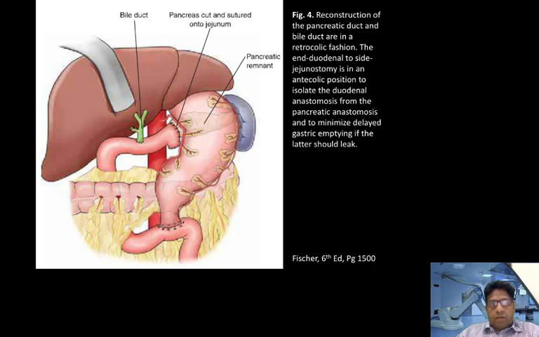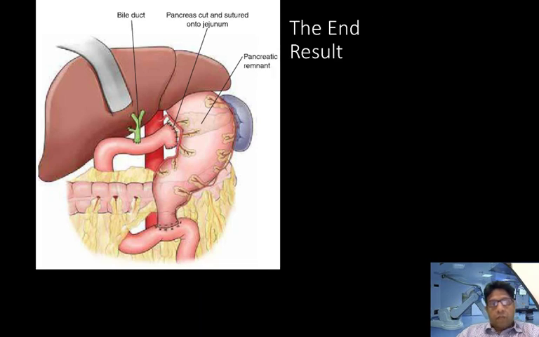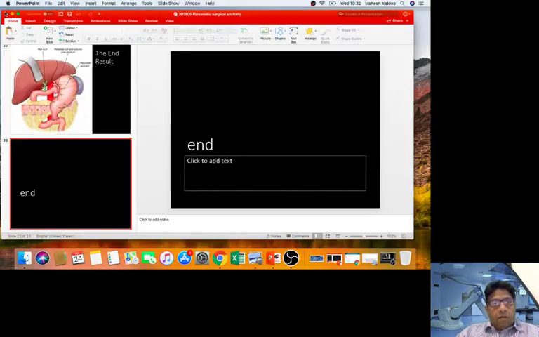This is an image of the reconstructions that can be done. So here we've got a loop of the jejunum, which has been brought up through a retrocolic route, and we have a pancreaticojejunostomy end to side. Then we have a hepaticojejunostomy end to side, and then distally, this is a pylorus preserving, so this is a duodenojejunostomy. Okay, so you can see the number of anastomoses, and this is why this is a very difficult operation. Okay, so that was surgical anatomy.